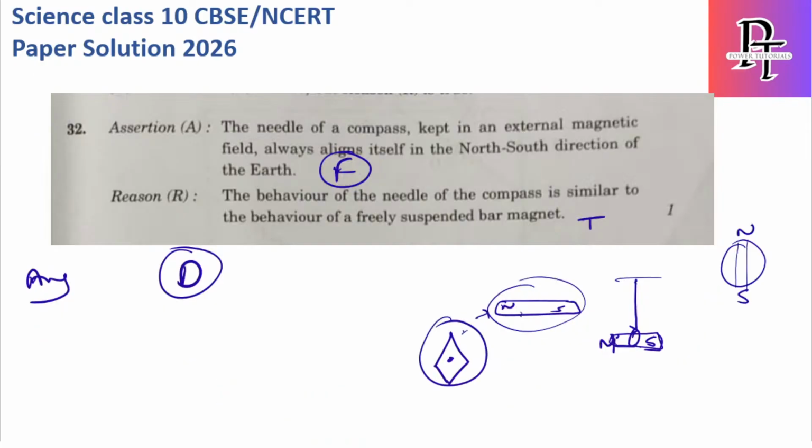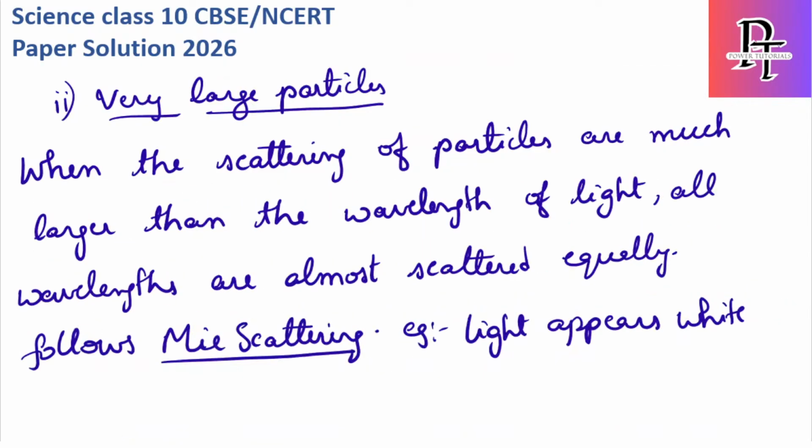And then we have the assertion and reason question. They are saying the needle of a compass kept in an external magnetic field always aligns itself in the north-south direction of Earth. The answer is false, because if any external field is dominating Earth's magnetic field, then the needle will follow the nearest magnetic field, not the Earth's magnetic field. The behavior of the needle of the compass is similar to the behavior of a freely suspended magnet. Yes, correct. This point is important. If it is freely suspended, the compass follows the natural magnetic field of Earth, but if it is closer to anything, then it will change. So the first is false, the second is true, the answer is D, where reason is correct and assertion is false. Now we are moving to the next questions of physics, starting from the 33rd.